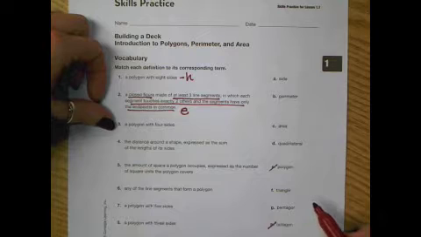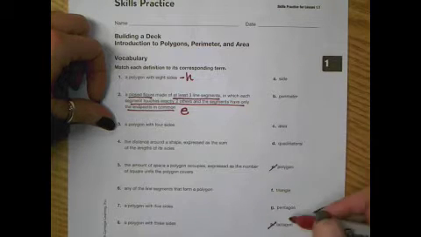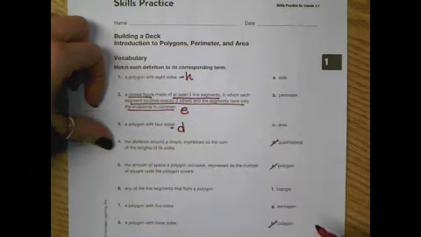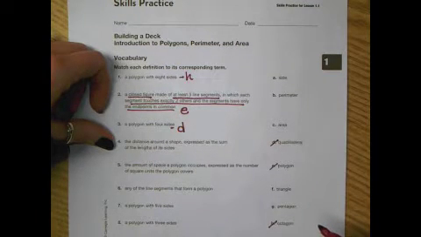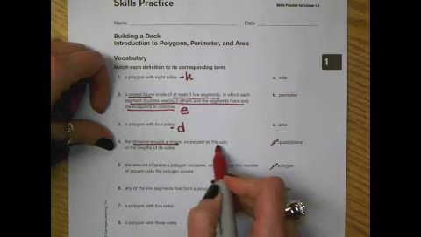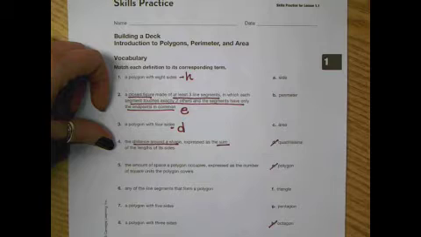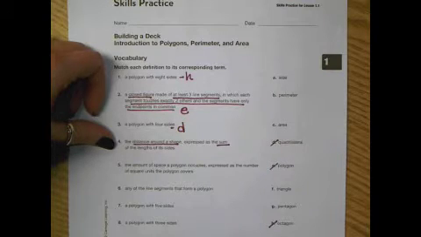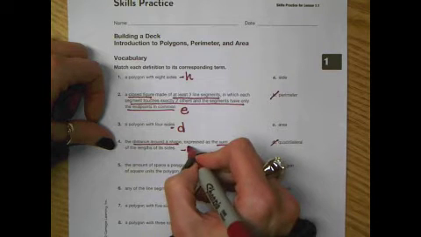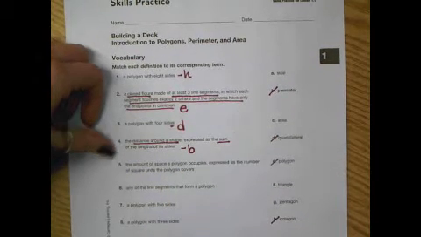Number 3, a polygon with 4 sides. You guys know that that is a quadrilateral. The distance around a shape expressed as the sum of the lengths of its sides. So we're going to go around a shape and we're going to add it together. And what is that? Correct, that is perimeter. So choice B.